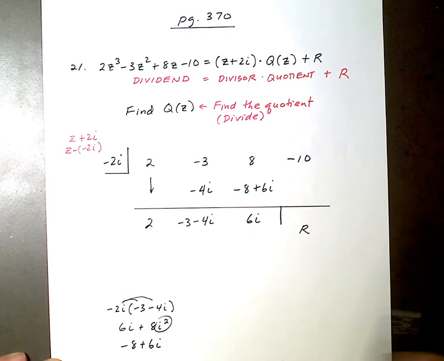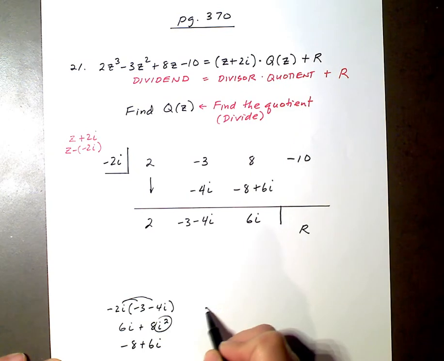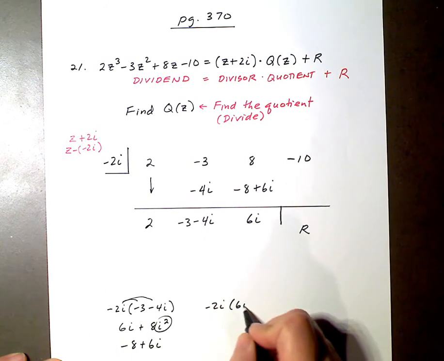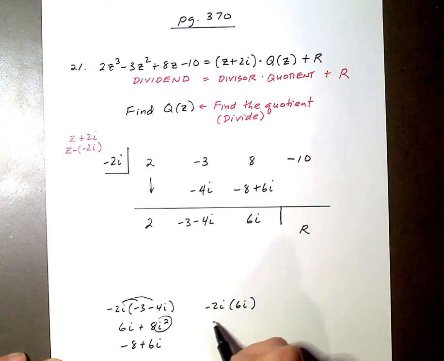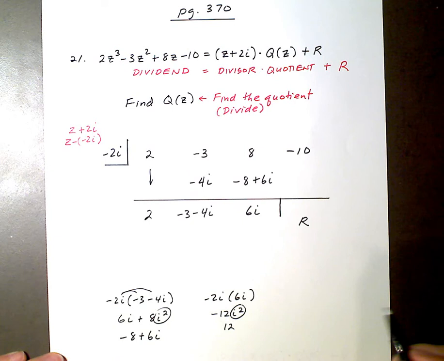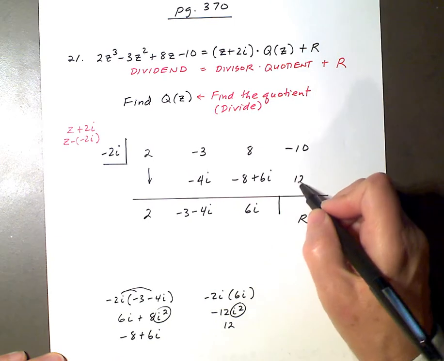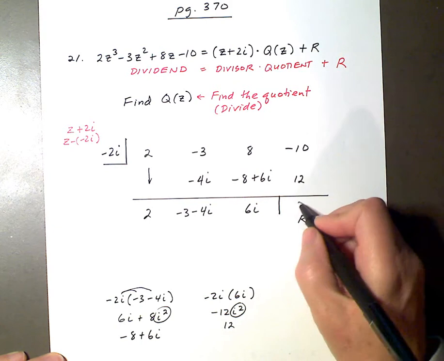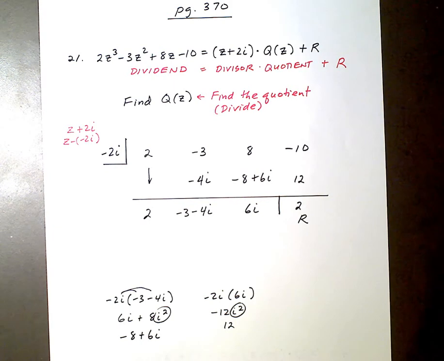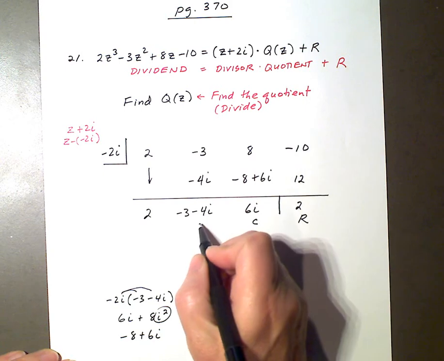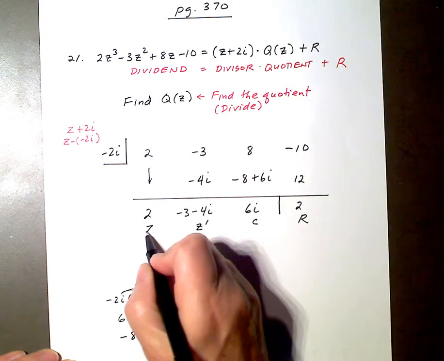So now I'm going to be multiplying the negative 2i, the c, by 6i, and I get negative 12i squared. i squared, of course, being negative 1, makes that a positive 12. So a 12 goes here, and combining going down, negative 10 and 12 is 2. So here's my remainder. This is the constant. This will be the z to the first and a z squared.